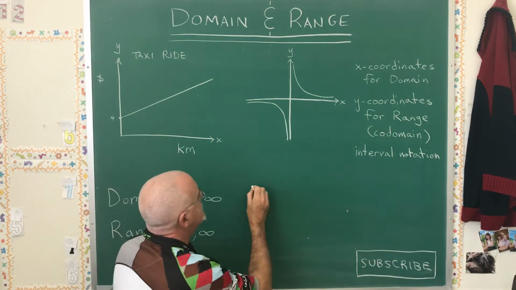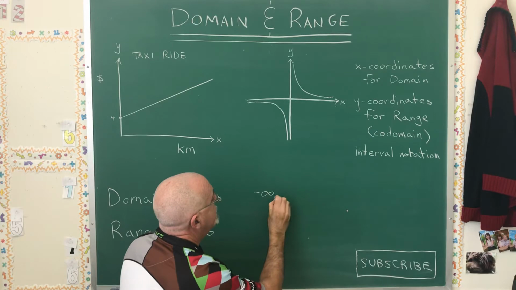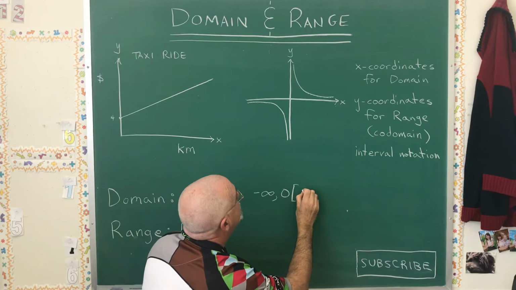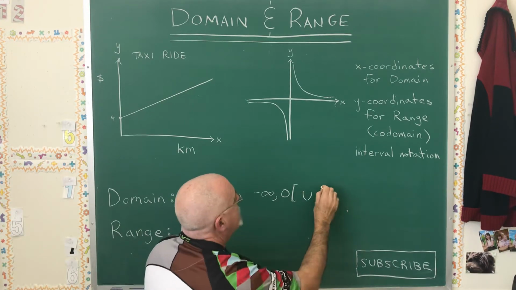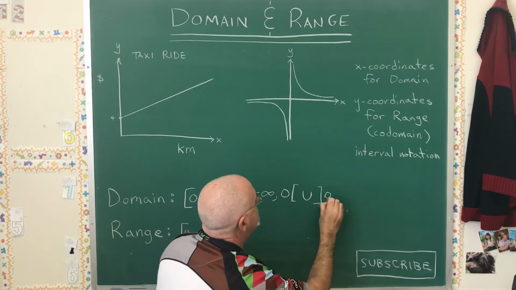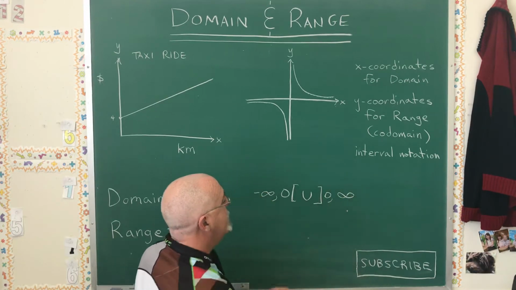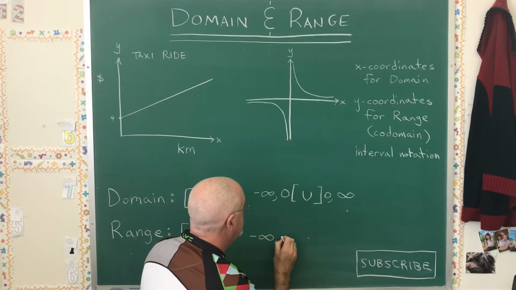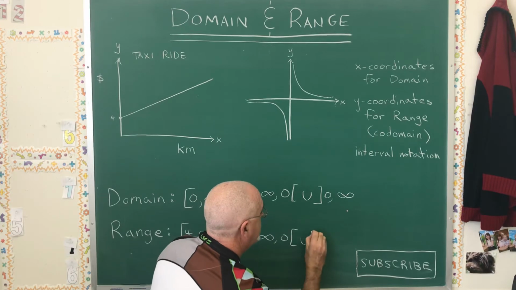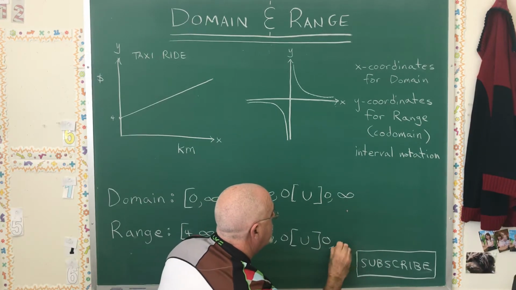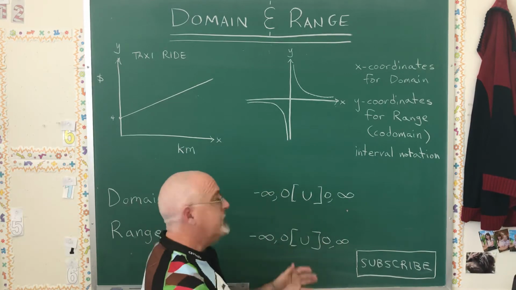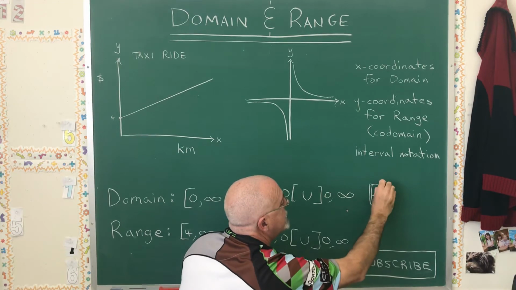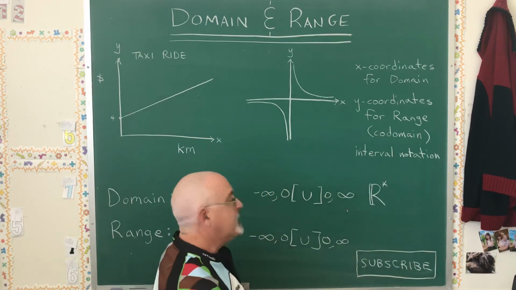One way is to say from negative infinity to 0, which is not included, and from 0 not included to positive infinity. That can be both the domain and the range for this function. But another shorthand way of saying it is R star. So you're saying real numbers with an asterisk, and that means all real numbers except 0. It's a shorthand.